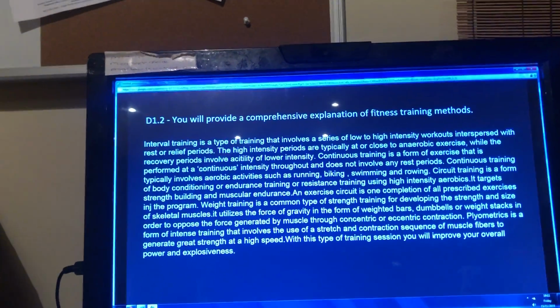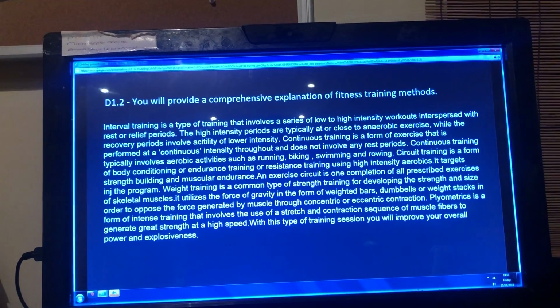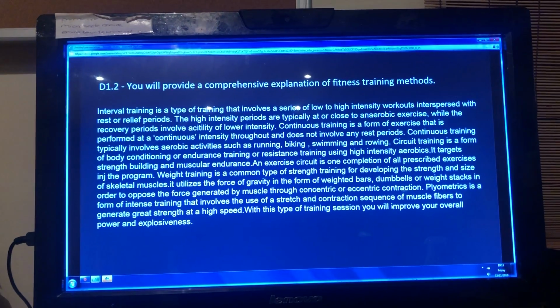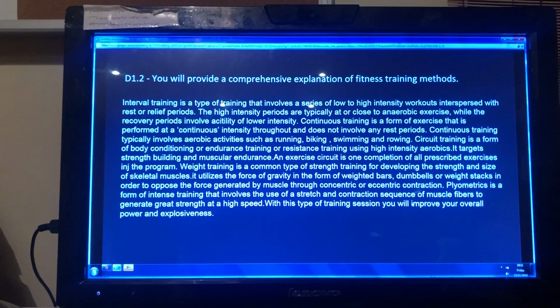Circuit training is a form of body conditioning, endurance training or resistance training using high intensity aerobics. It targets strength building and muscular endurance. The exercise circuit is one completion of all prescribed exercises in the program.